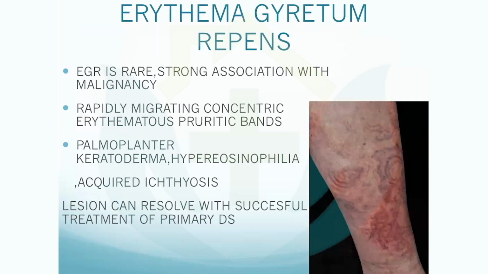Erythema gyratum repens again is rare, and there's a strong association with malignancy. It presents as migrating concentric rings which are pruritic at times. They can have associated palmoplantar keratoderma, hypereosinophilia, acquired ichthyosis. Acquired ichthyosis and palmoplantar keratoderma are other markers of malignancy. So these lesions can also resolve with successful treatment of the primary disease.